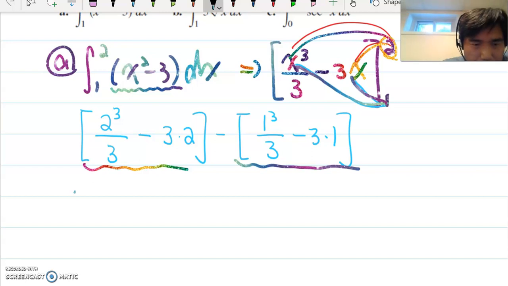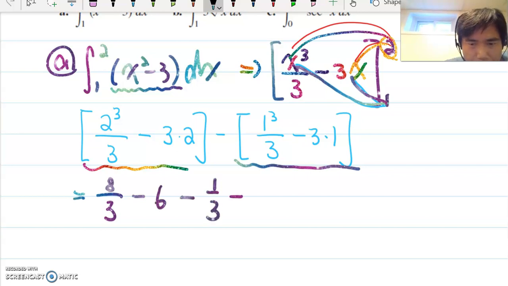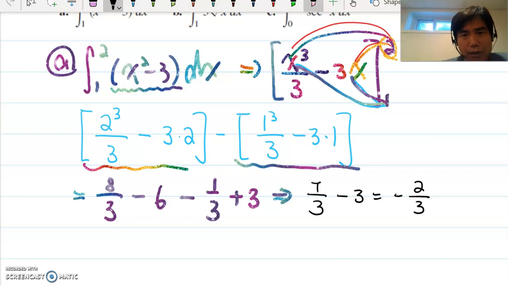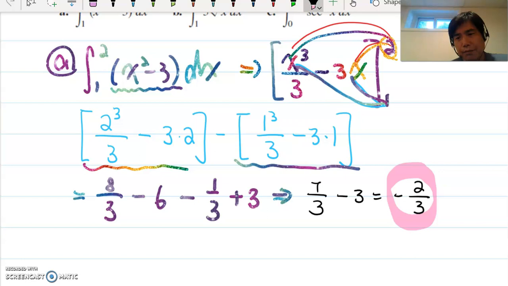So this becomes 8 over 3 minus 6, minus 1 over 3 plus 3. So it becomes 7 over 3 minus 3, which means negative 2 over 3. Now let's look at this value carefully. Can we have a negative area value? Actually, it is not possible. However, in calculus class, it is possible. Then we need to know what this means.